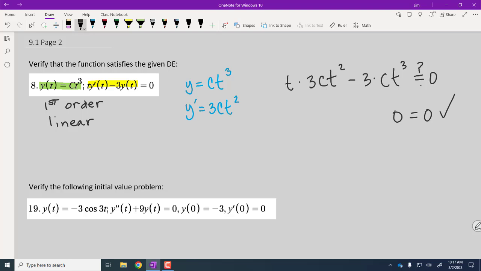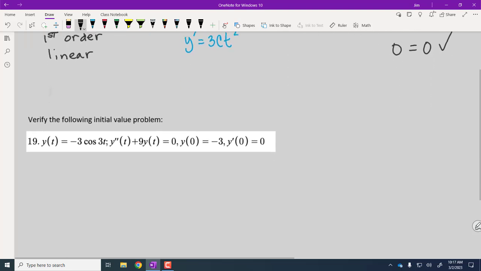So how did you, why did you multiply it by t and then by... Because that's what the equation says to do here. This says t times y prime. So t times y prime. And this is 3ct cubed when you combine the t's. Okay. So you get 3ct cubed minus 3ct cubed, which is 0. Yeah. So we're just doing what the equation is telling us to do.